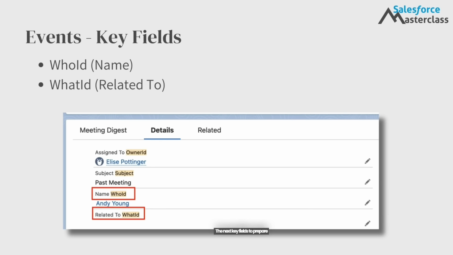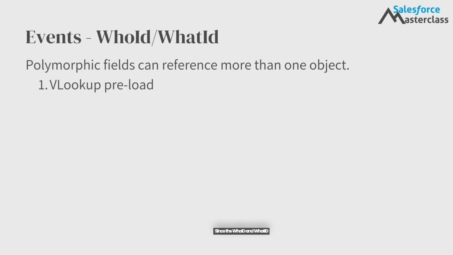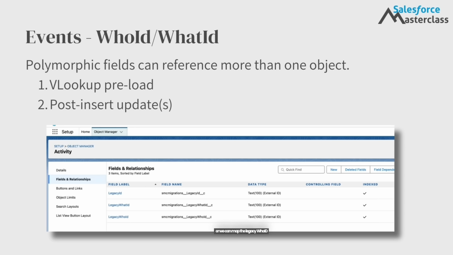The next key fields to prepare are who ID and what ID, which are labeled as name and related to in the user experience. Since the who ID and what ID are polymorphic fields, meaning they can reference more than one object, we don't have an easy way to use our legacy IDs to set the values. We can either use VLOOKUP in Excel to reference the applicable object's new Salesforce ID based on its legacy ID, or we can map the legacy who ID and legacy what ID into custom fields on the activity object so they're available for us to reference later when we want to update those fields using automation.